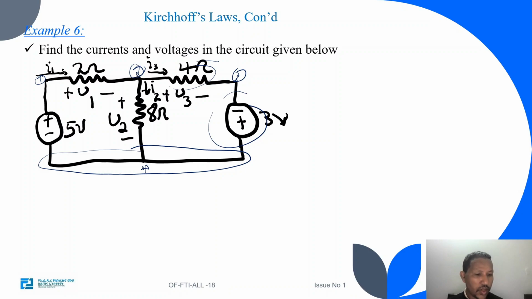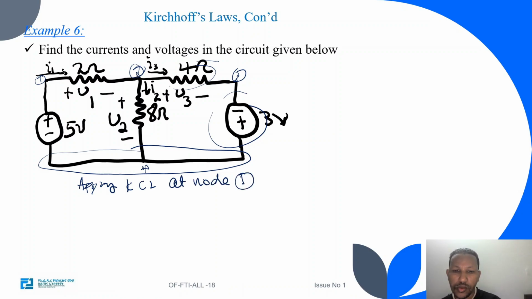Now let's consider how we can determine the expressions for the currents I1, I2, I3, and V1, V2, and V3. We are going to apply KVL, KCL, and Ohm's law. Now let's apply KCL at node 2, the principal node. For this case, we can write I1 equals I2 plus I3. Let's say this is equation 1.